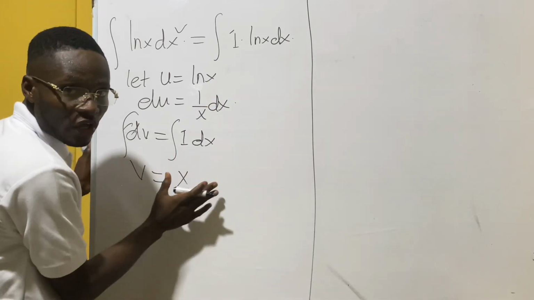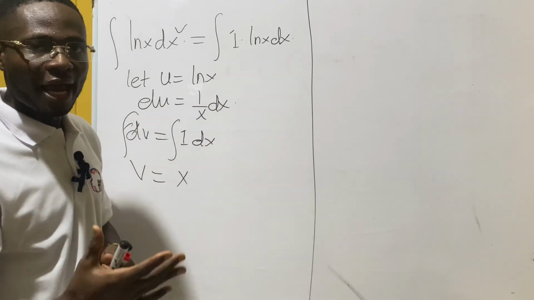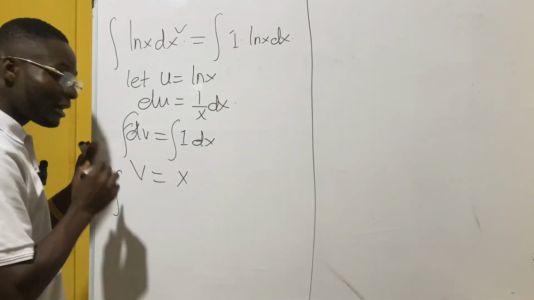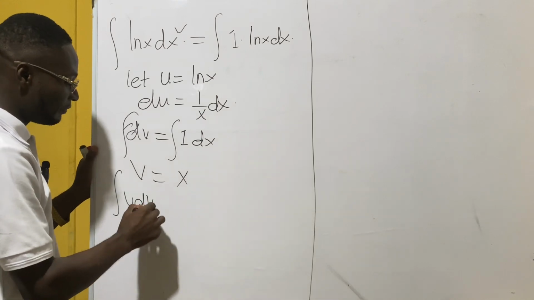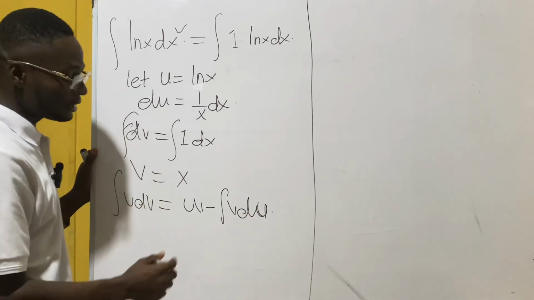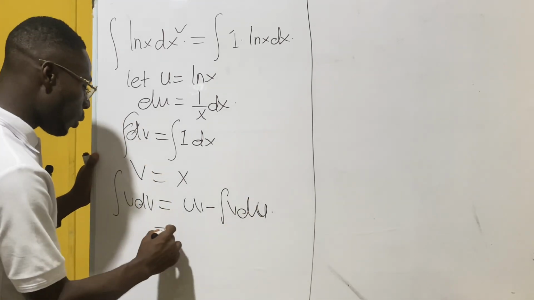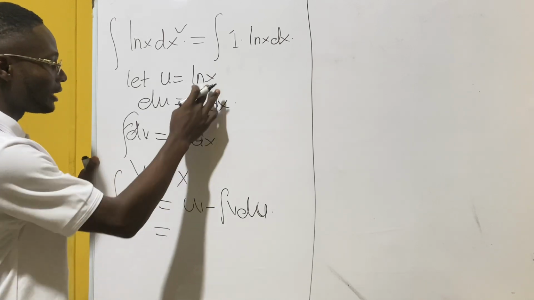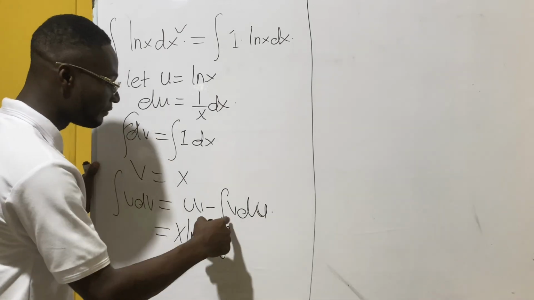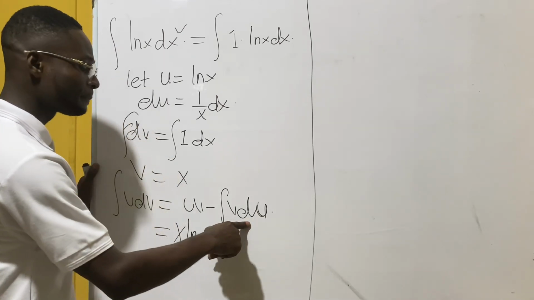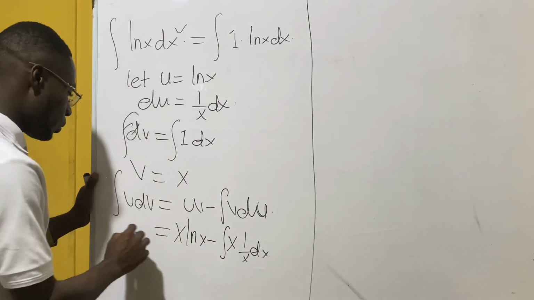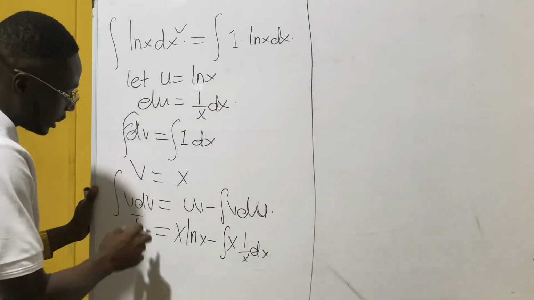So once we have all this information, then we can go ahead and quote our traditional formula for integration by parts, which is integral u dv is equal to uv minus integral v du, right? We have all these arguments. So we just do substitution where u is ln x and v is x. So we have x ln x minus integral v, which is x, and our du here is 1 over x dx. So this, let's denote it by I.